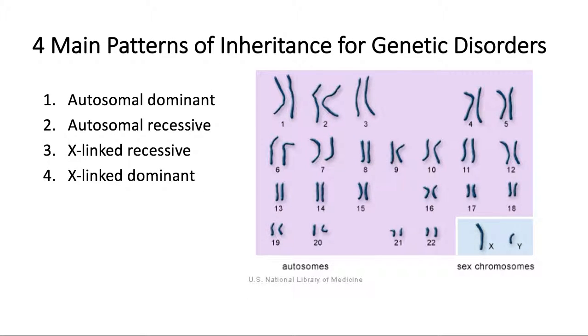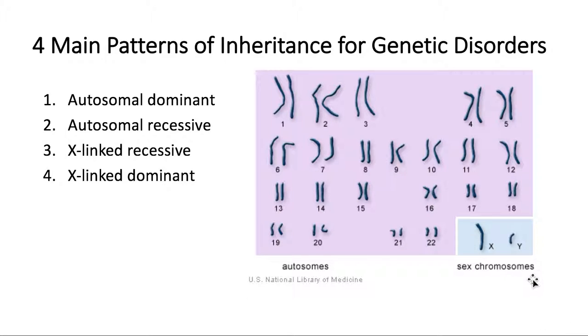There's four main patterns of inheritance that we're going to look at today: autosomal dominant, autosomal recessive, X-linked recessive, and X-linked dominant. It's helpful to remind ourselves of what autosomes and sex chromosomes are so that we understand what autosomal is and what X-linked is. So 1 through 22 in our chromosomes, and remember they're paired because we get a set from mom and a set from dad. But 1 through 22 are our autosomes. They have nothing to do with sex. So there's diseases that affect these chromosomes, and they're called autosomal diseases. And it doesn't matter with these diseases if you're male or female, you're equally likely to get those genetic diseases.